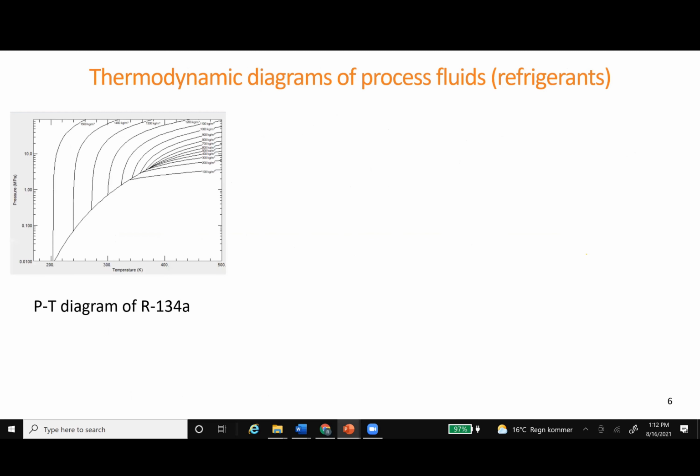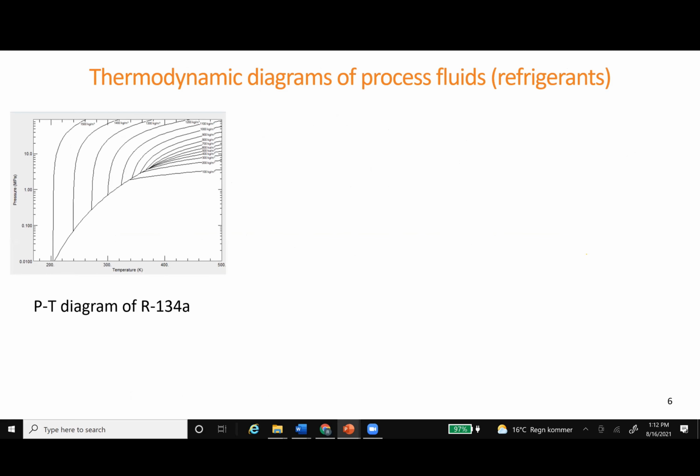Okay, so let me start with the actual lecture now. I'm starting with the thermodynamic diagram because that is a central part of not only the selection of the refrigerant, the design of the refrigerant, and also the operation of the refrigerant in the refrigeration cycle.